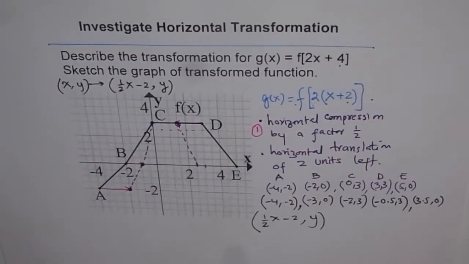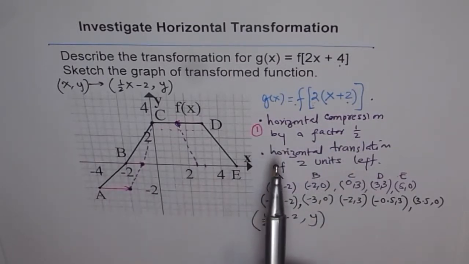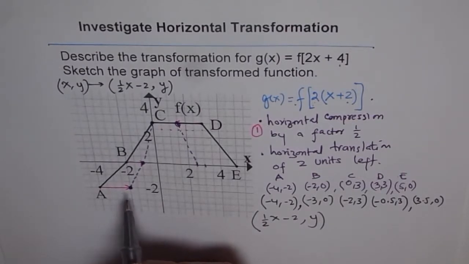So I have moved my paper a bit so that you can see everything which I have written on this page. Now we have done the first part, that is, we have compressed the given graph by a factor of half horizontally. So we get this dotted line. Now we need to translate 2 units left to get our answer. So if you translate 2 units left, what do I get?